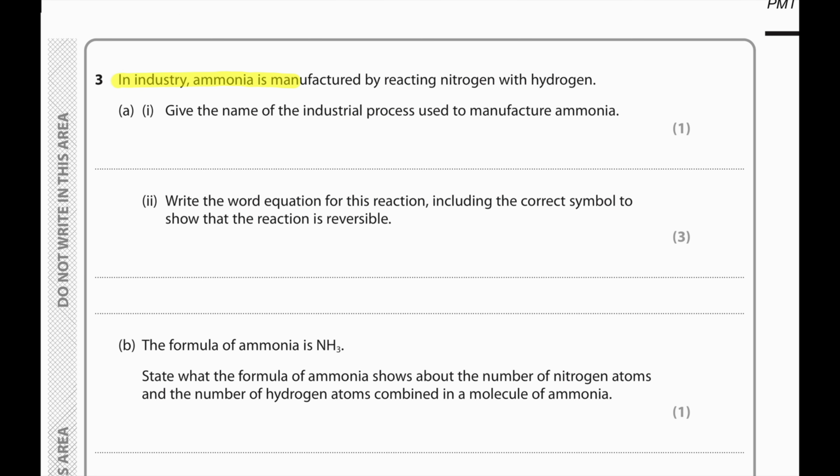In industry, ammonia is manufactured by reacting nitrogen with hydrogen. Give the name of the industrial process to manufacture ammonia.